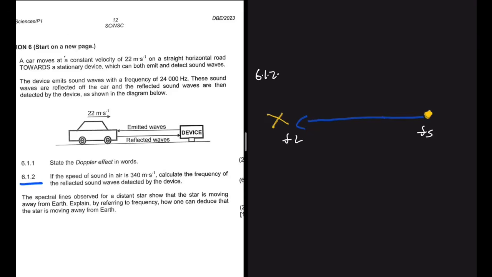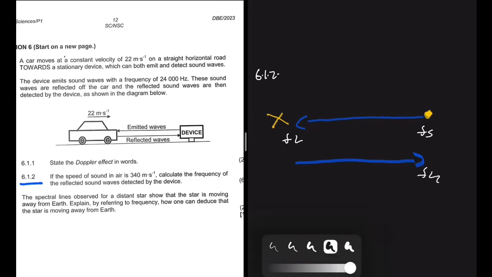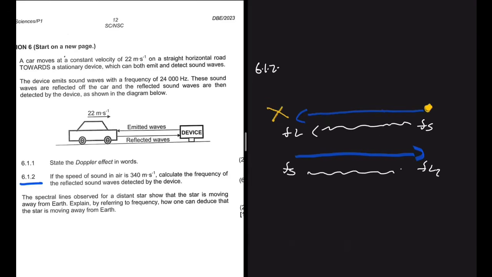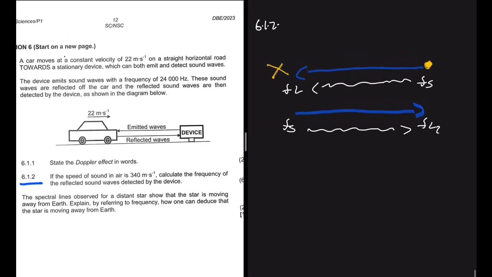And then from that frequency it detects, it's now going to reflect it and send it back to the device. So now we have this frequency being reflected back to the device, and then we have FL2. So you can use this Fs here to find FL, and when you find that FL, it now becomes your Fs that the device is going to detect. Am I making any sense? Let me show you what's going on.